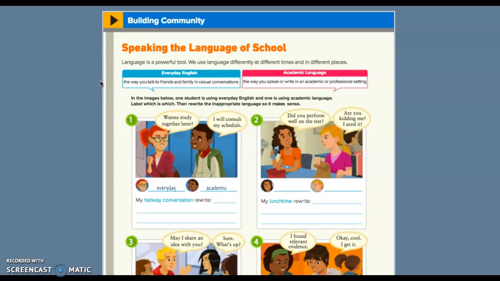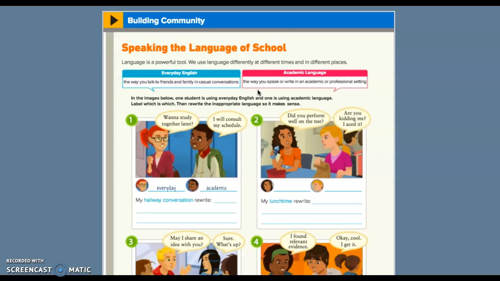So for example, everyday English is the way you talk to friends and family in casual conversations. If you think about it, casual clothes are your kick back, laid back clothes, just what you're comfortable in. It's the same way: your casual, laid back, comfortable conversations are probably different than your academic language or your business language, which is the way you speak or write in an academic or professional setting.